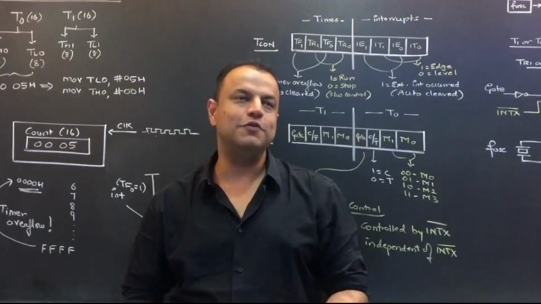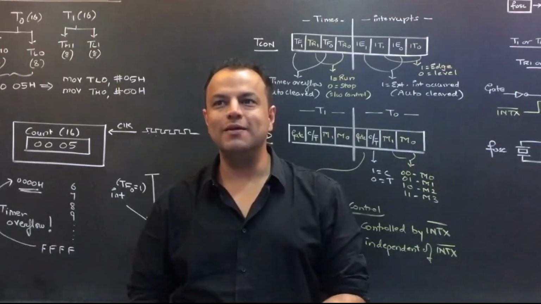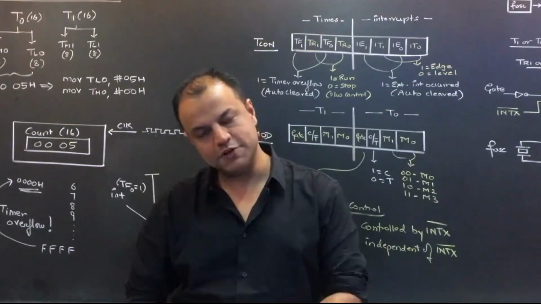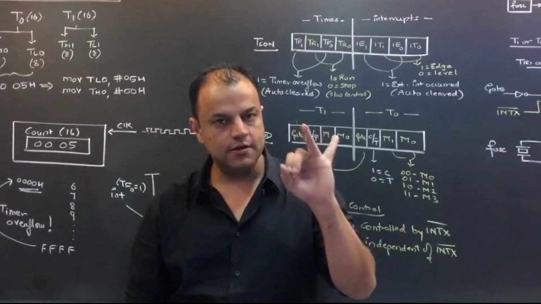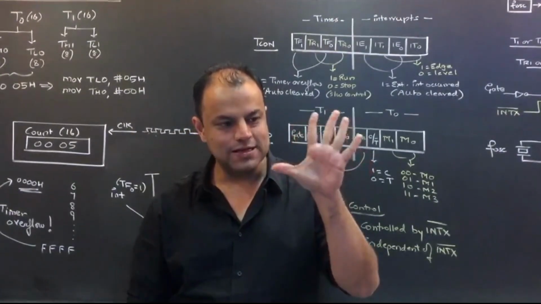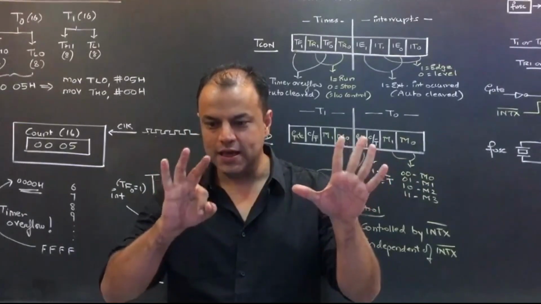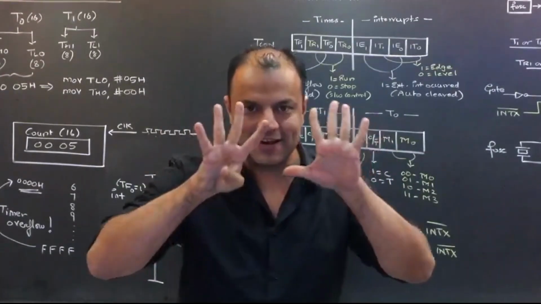So F is 15, 15 minus 8 is 7. That means you started with FFF7. The first pulse will become FFF8, 9, A, B, C, D, E, F, overflow. Exactly 9 pulses are counted.